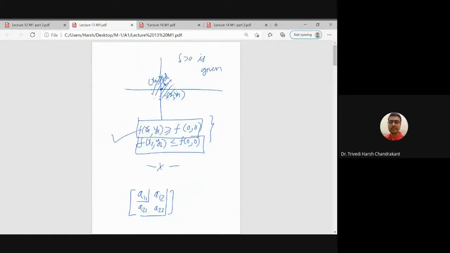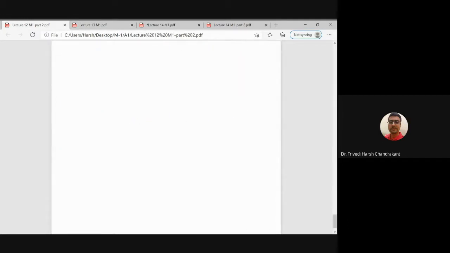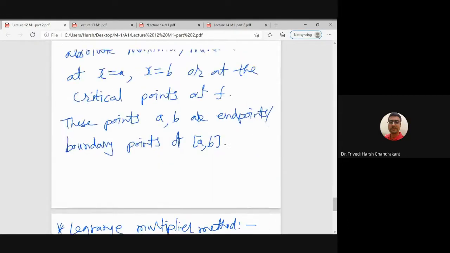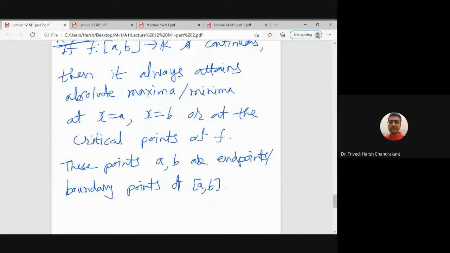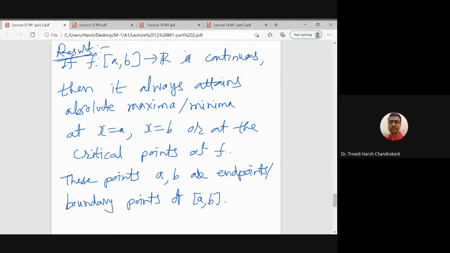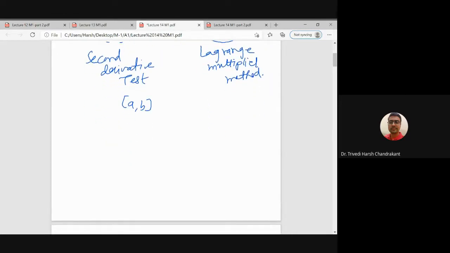the one variable case. There we have a function which is continuous on a closed and bounded interval. Then the maximum and minimum values exist at the endpoints, that means at the boundary points, or at the critical points. So this method of absolute maxima and minima we want to extend today to the two variable case. Let us write down the main points.